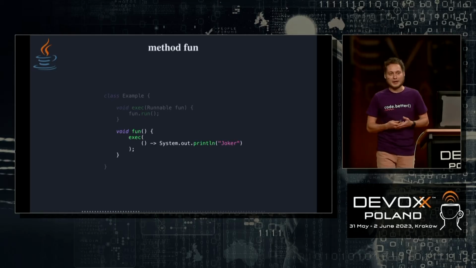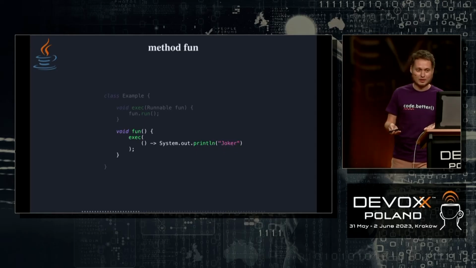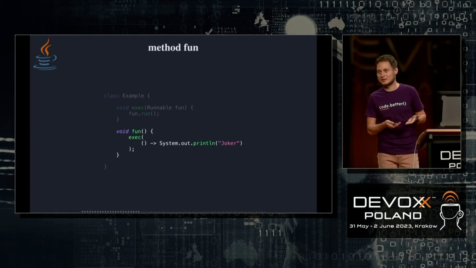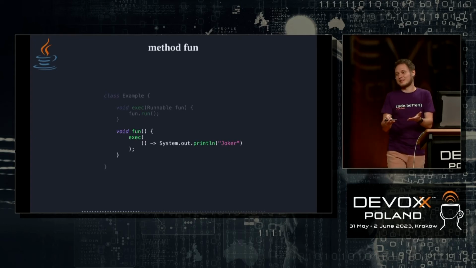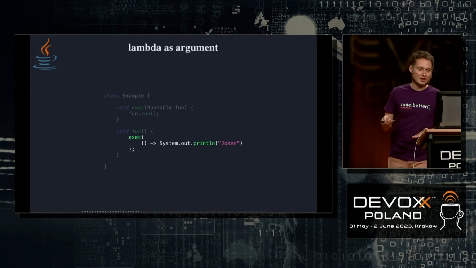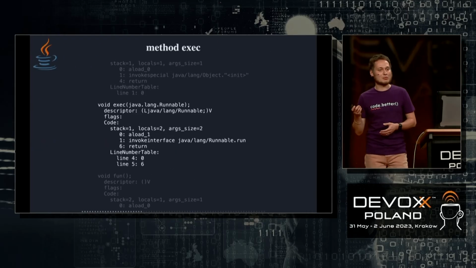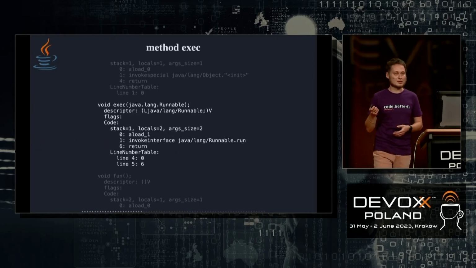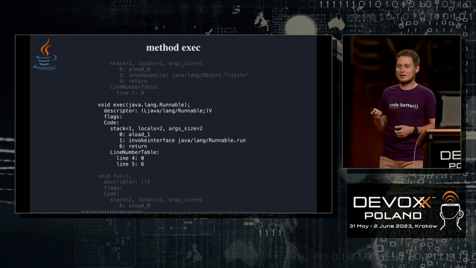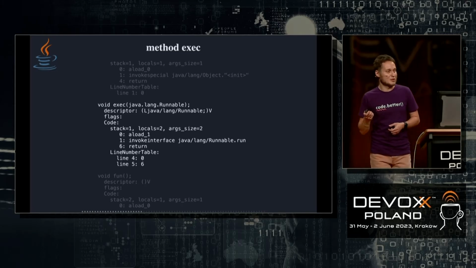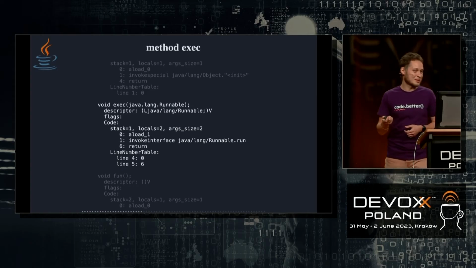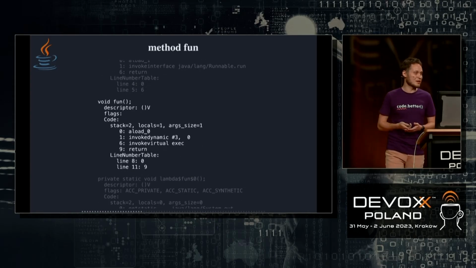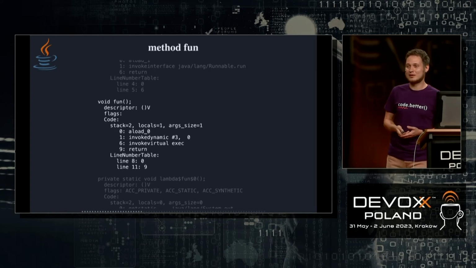What do we expect when we compile this? We expect to see Joker inside of the method fun, right? It's just there. Let's try. We compile with the compiler. Here is the method exec. Do you see Joker? I don't. But we are looking at the wrong method, right? We should be looking at method fun. Here is method fun. Do you see Joker now?